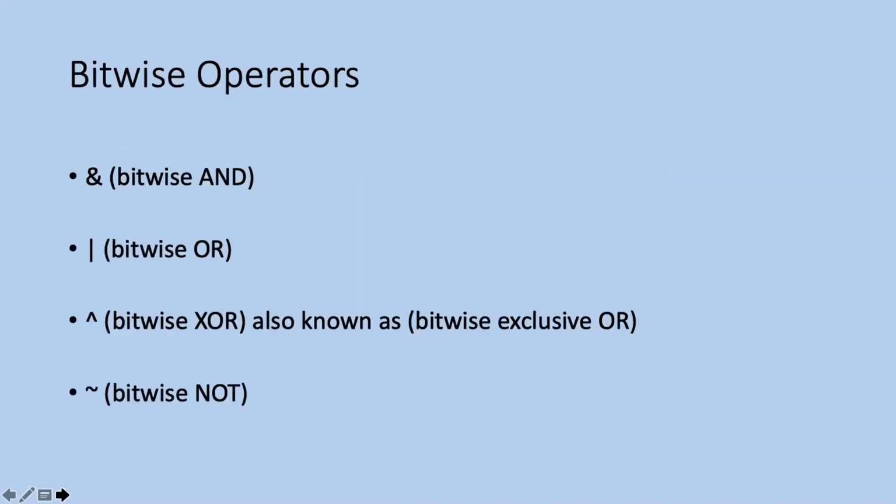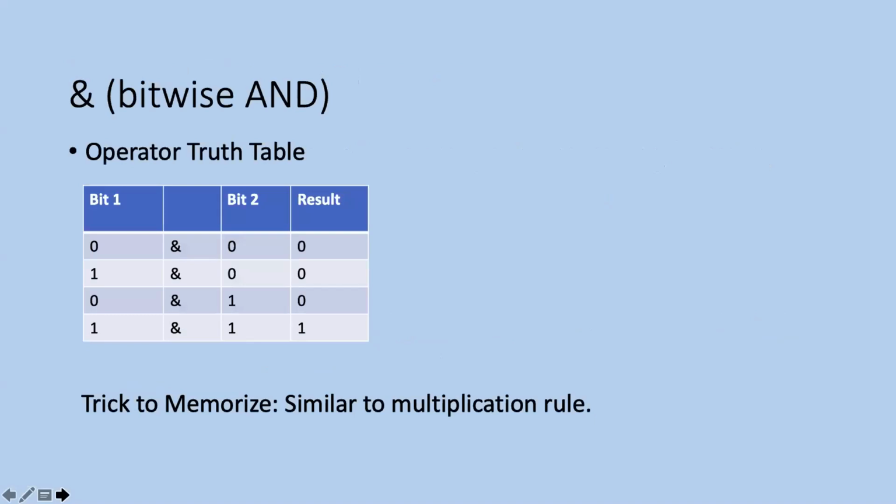All right, so a few of our common bitwise operators: the first one is bitwise AND, bitwise OR, right? The third one is bitwise exclusive OR, and the last one is bitwise NOT. Now let's talk about bitwise AND, right?